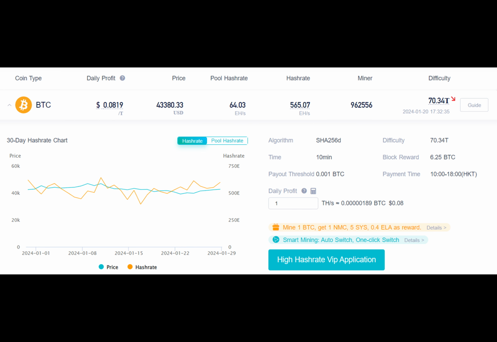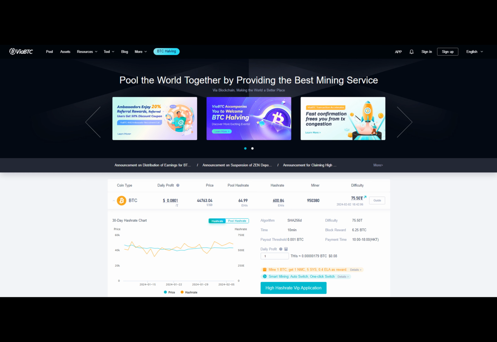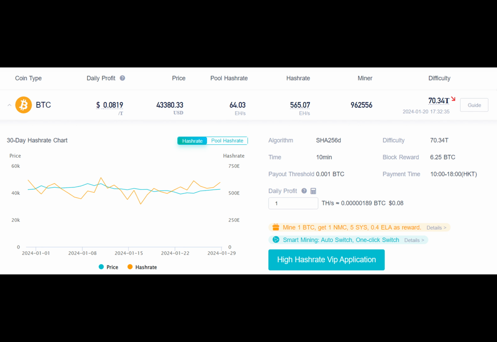ViaBTC pioneered the concept of smart mining for its most popular BTC, BCH, ZEN, and ZEC mining pools. Users can easily switch between mining currencies with a single click and can automatically switch their hash rate to mine more profitable currencies based on real-time mining income.